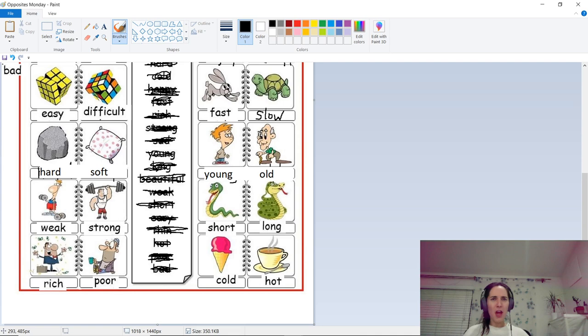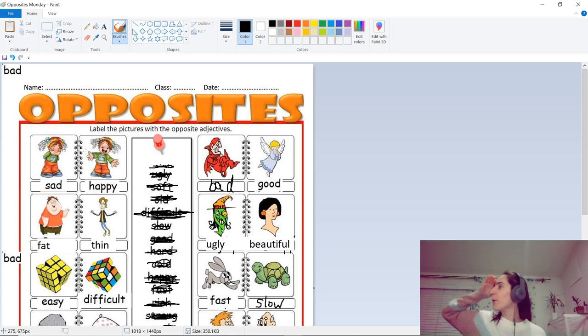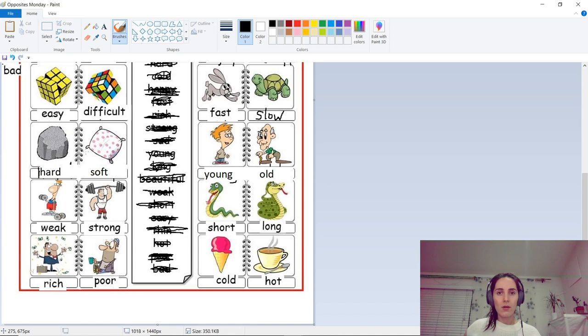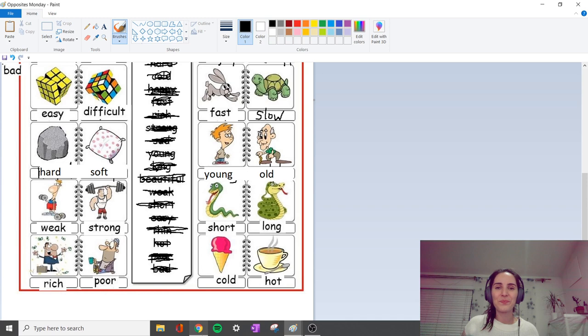If you look around your home, can you see things that are hard or soft? What about things that are hot or cold? Or maybe things that are long or short? Take a look. Maybe today you can practice your opposites. Excellent job. We have a little more time.